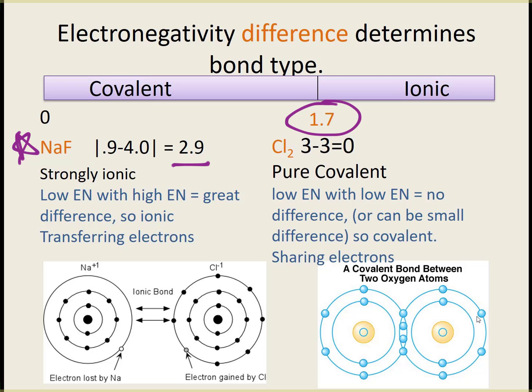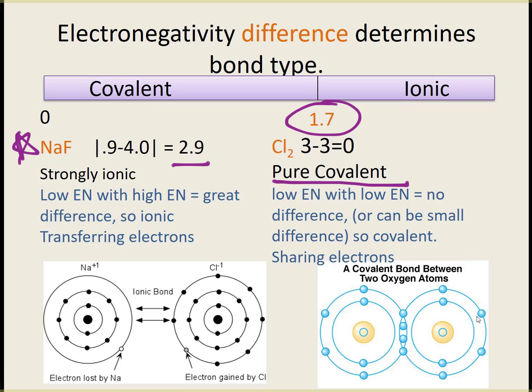Let's look at the next one. We have two chlorine atoms, and this is the only case where there's no ionic character. I have only a pure covalent bond, and this is when it's bonded to itself. We can look up the electronegativity values, and of course when they subtract, we get 0. This tells us that's pure covalent. 100% sharing. There's really no difference in electronegativity, and because of that, it's 100% sharing, no ionic character.